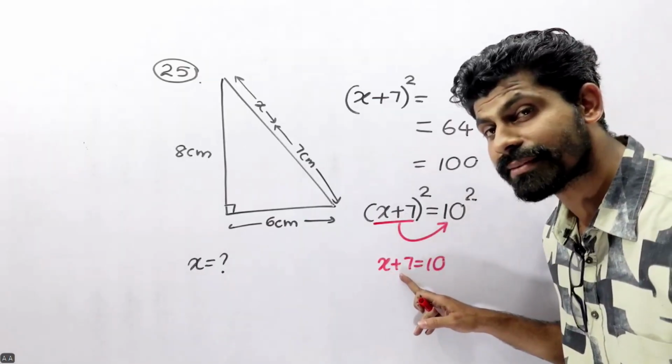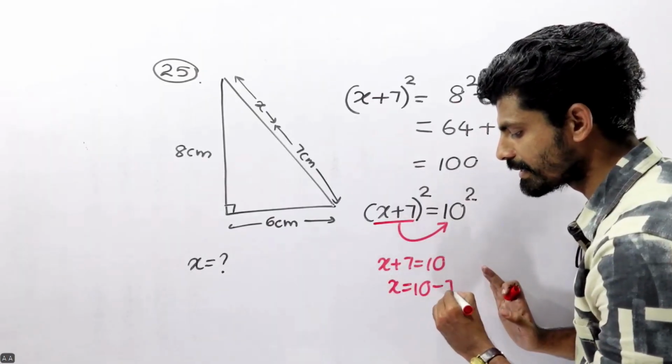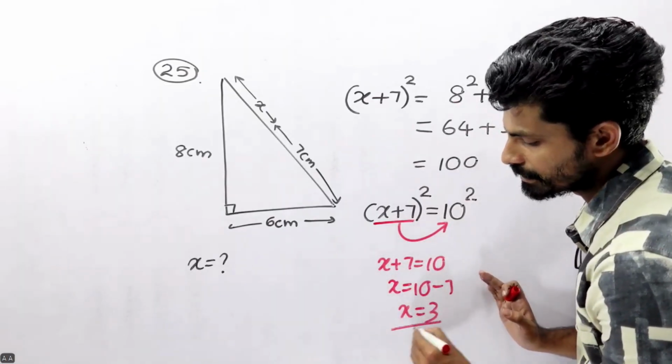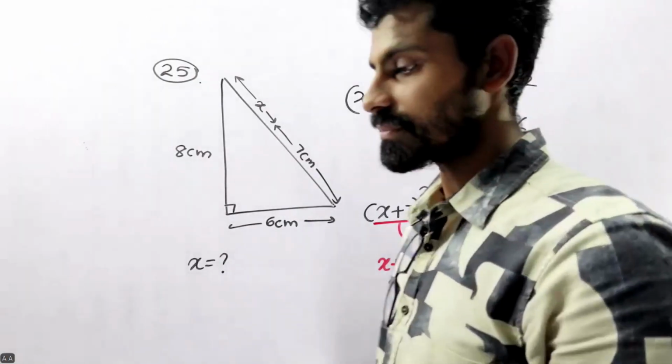How to remove the plus 7? Plus 7, when you move it to the other side, that means 10 minus 7, then x equals 3. So that is the Pythagoras theorem.